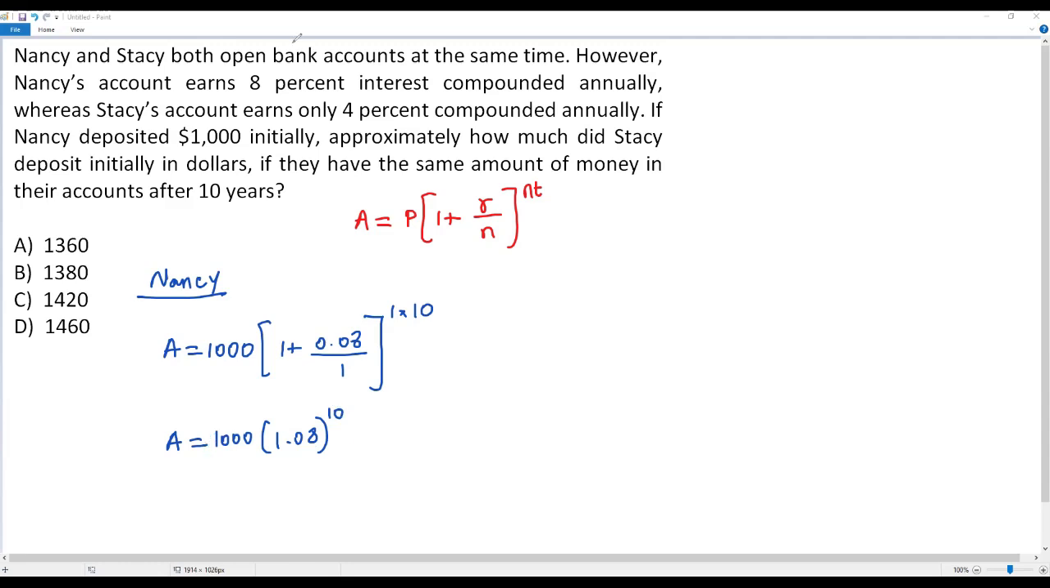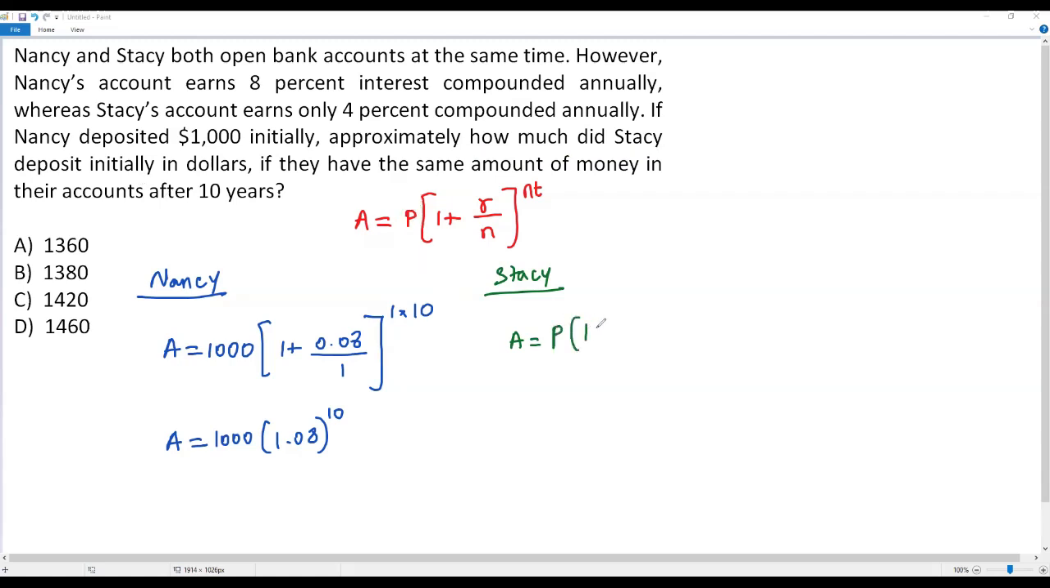Okay, now let's go to Stacy's part. For Stacy also we have to use the same formula, A equals, but actually I do not know the value of P. P represents the amount of money deposited by Stacy initially. That's what we have to find according to the information we have over here, that is, how much did Stacy deposit initially. So we have to find the value of P.